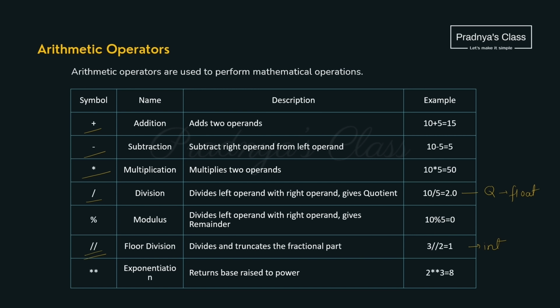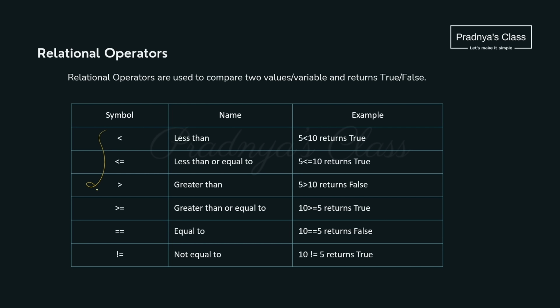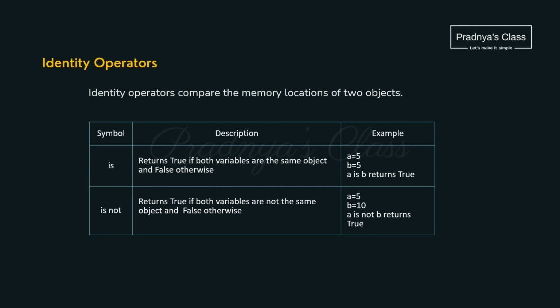Apart from that, we have modulus operator which gives remainder. And there is one more operator, exponentiation. It is used to calculate power of a number. Alright, here are 6 relational operators. It is used to compare two values. Based on that, you will get true or false. The third operator is identity operator which will check the address of two variables. If the memory address is same, it will return true, otherwise it will return false.